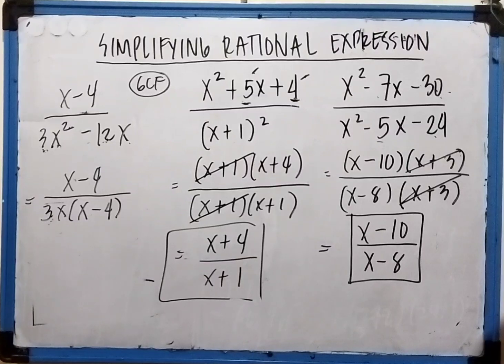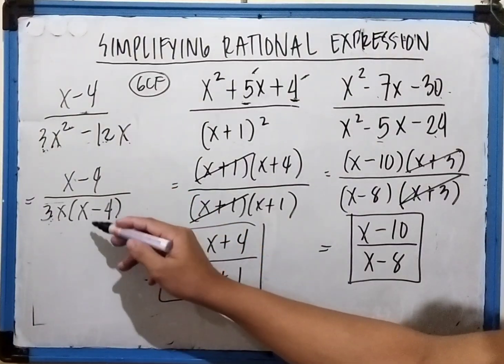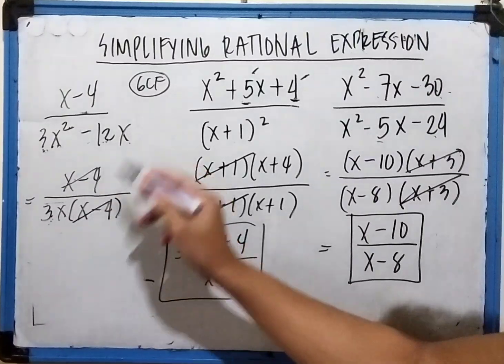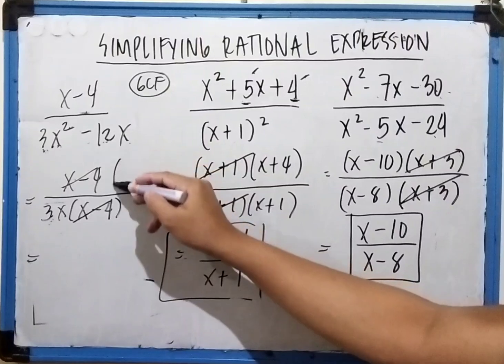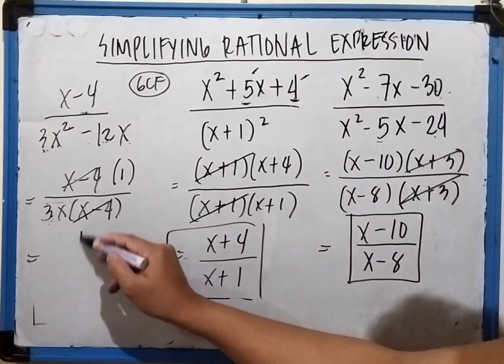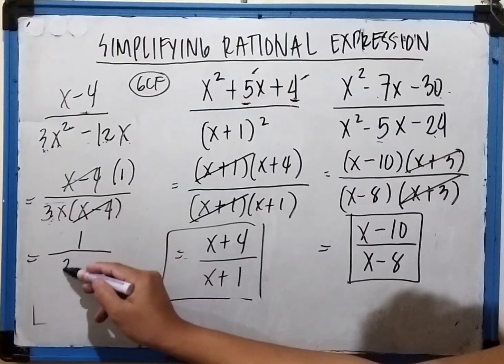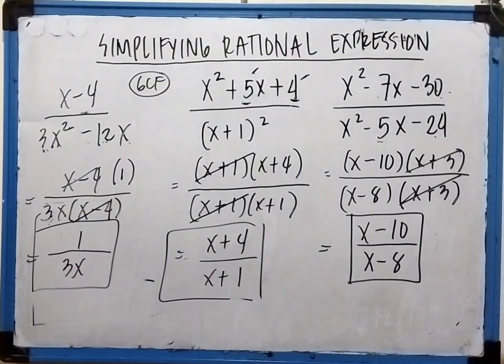So as you can see, we have x minus 4 sa taas, as well as meron din sa denominator. Kapag walang maiwan sa taas, kasi nag-cancel kayo, automatic guys, meron po siyang 1. Okay? So, 1 po ito, that is all over 3x. The final answer for the problem, x minus 4 over 3x squared minus 12x is 1 over 3x.